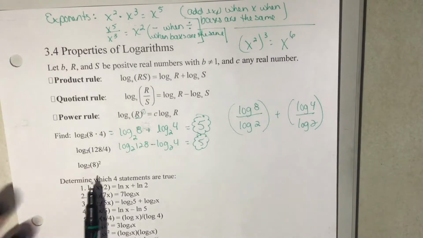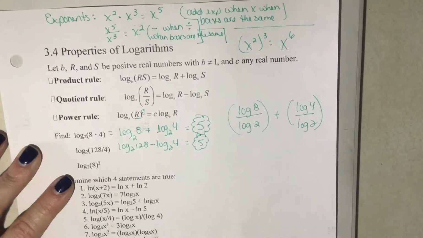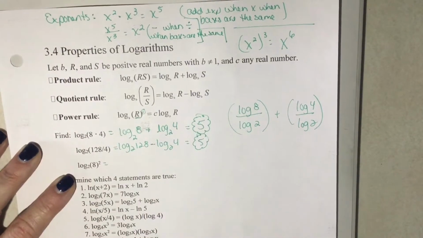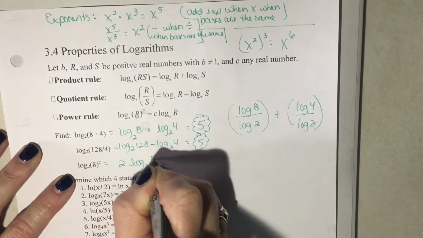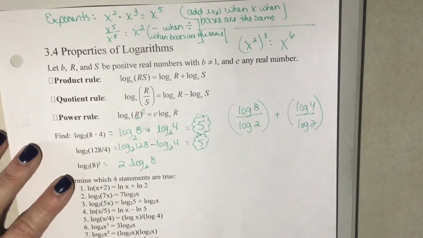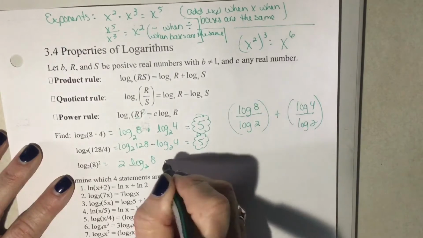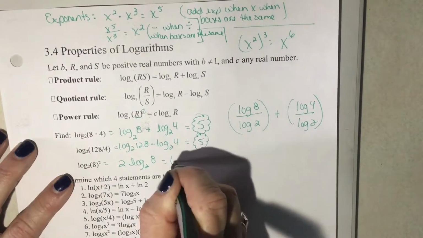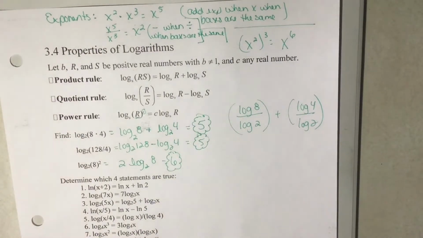Now, here's my power rule. I've got an exponent. Where do I rewrite that and put that exponent? In the front. So I've got 2 times log base 2 of 8. That's exactly how you would type that into your calculator. And it is 6.